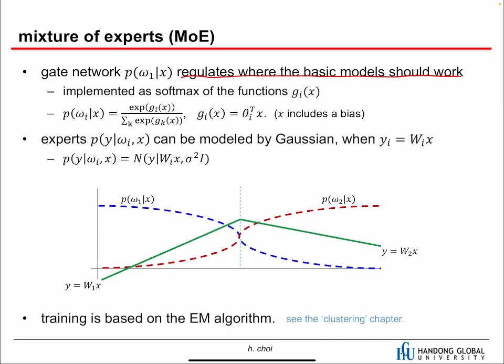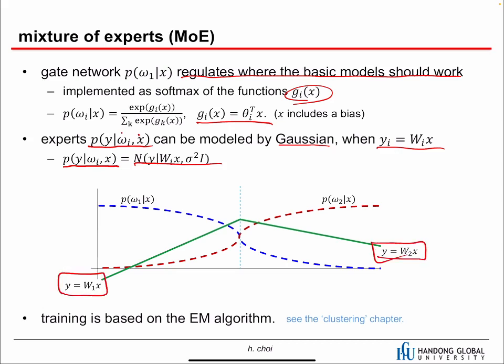So it can be implemented as softmax of the function g sub i. Okay, and g sub i can be simply a linear model. And then the expert P can be modeled by Gaussian when y is a linear model of x. So that P of y is a Gaussian distribution. So we have two models: y is W sub 1 times x and W sub 2 times x. These are kind of experts. And then we have a gate for the first model and the second model.